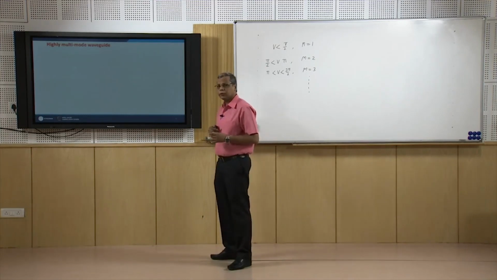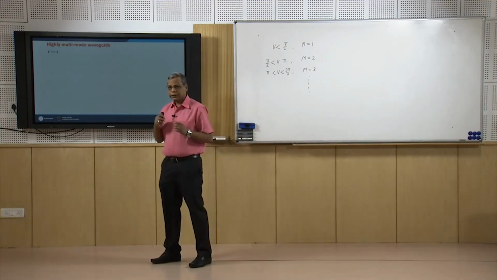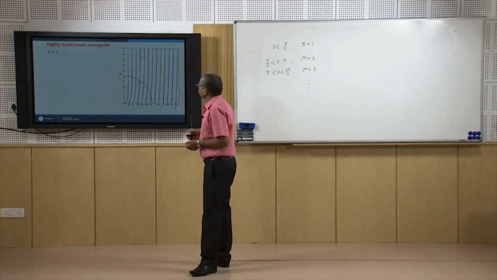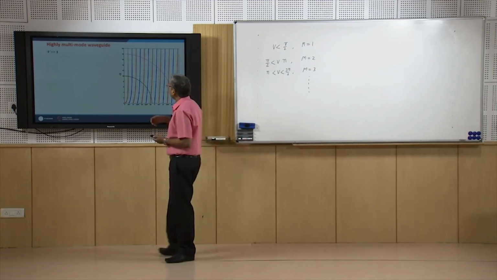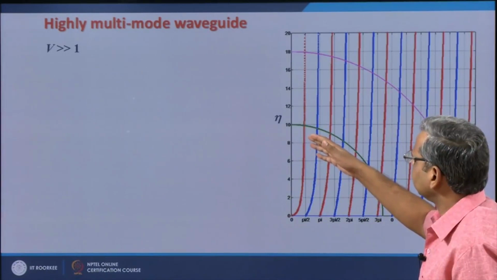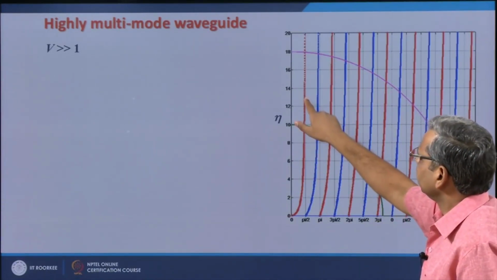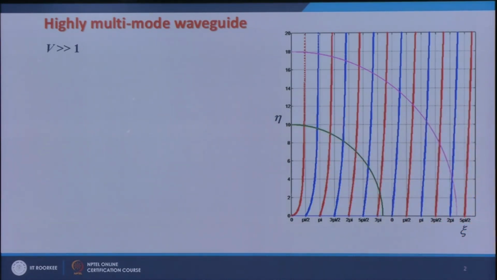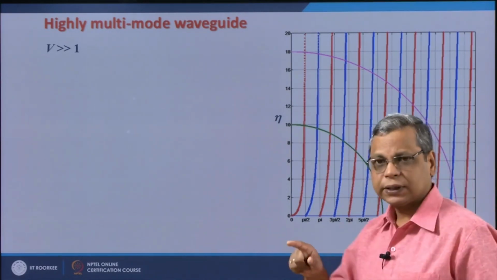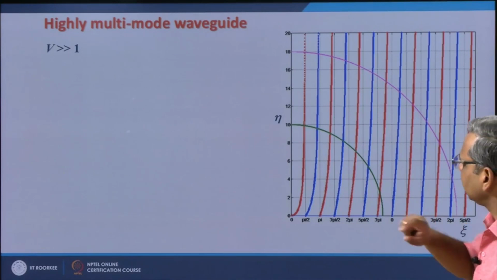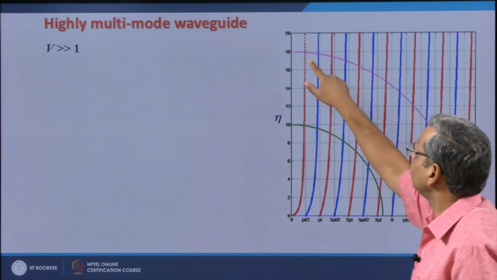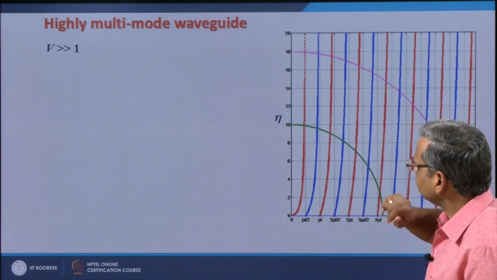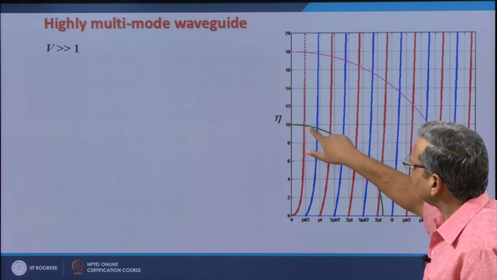So, if it is a highly multimode waveguide where V is much larger than 1, typically if V is more than 10 or so, then if I plot these transcendental equations again, this is eta is equal to xi tan xi, and the blue one is eta is equal to minus xi cot xi. Now, if I plot the sections of circles for large values of V, let us say V is equal to 10 or 18 or 20, what do I see? For the first few modes the points of intersection are somewhere here.